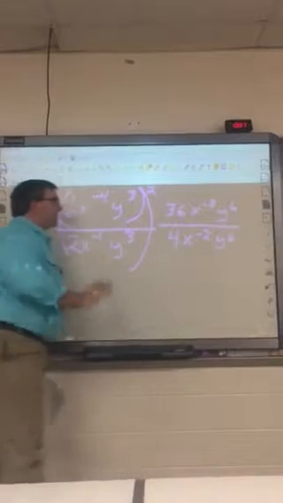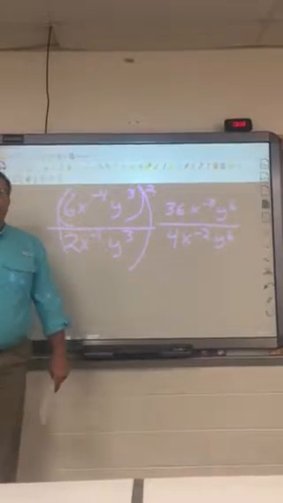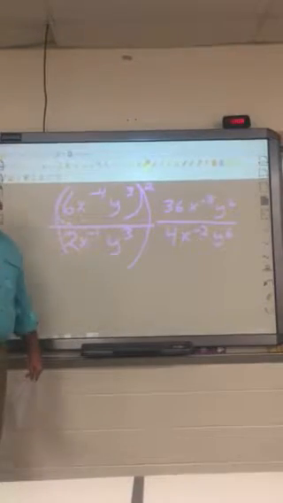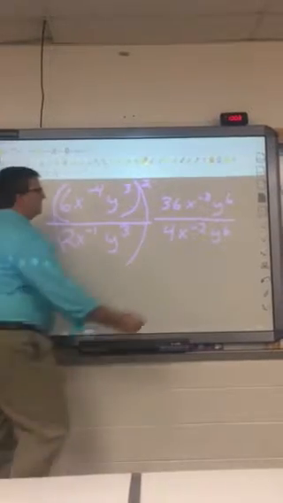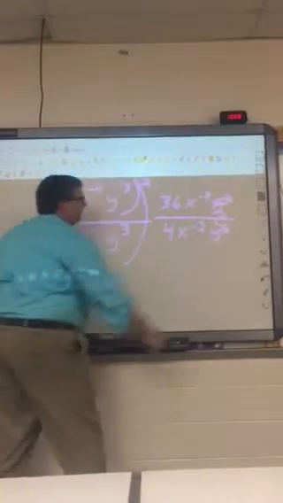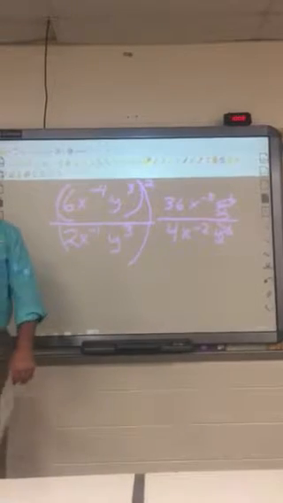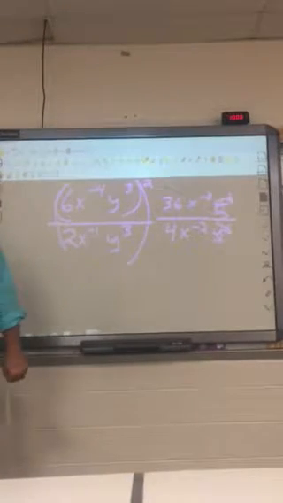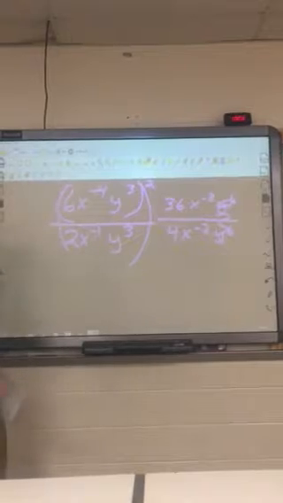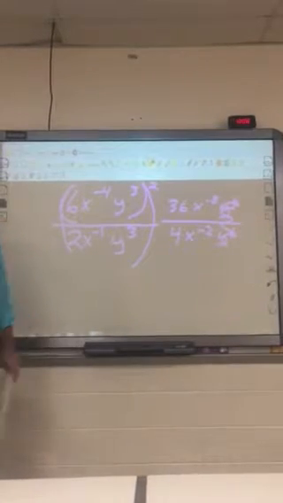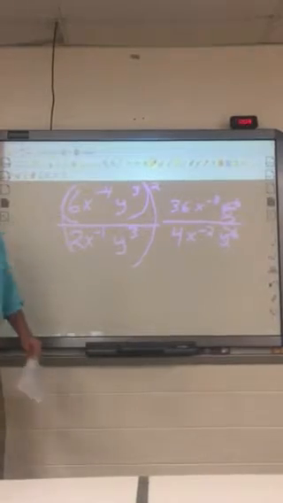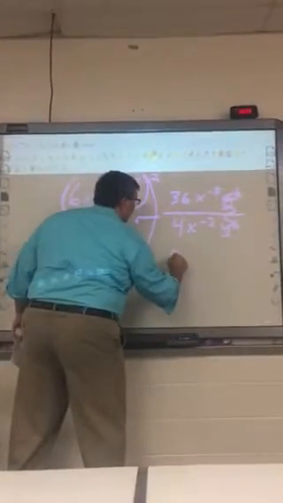Just taking a look at this without looking at negative exponents, what's going to happen to my y to the 6ths? They're going to cancel. Those are gone. What's 36 divided by 4? 9.